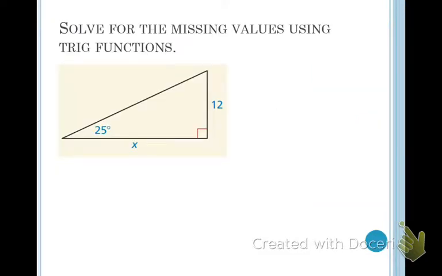All right, so solve for the missing values using trig functions. So I think that the quiz is actually harder than the test, only for this reason. The quiz doesn't tell you all the time which trig ratio to use, sine, cosine, or tangent. The test I made sure did for the most part. So tomorrow you're going to have to decide which trig ratio to use. So in order to know that, the number one thing you need to do is label your sides. So label the sides they give you.